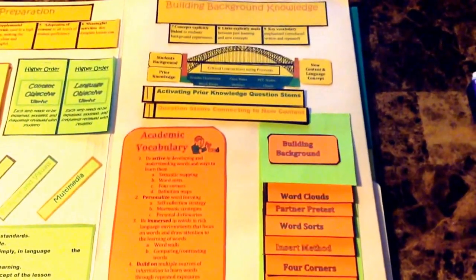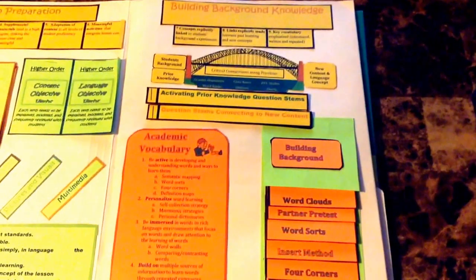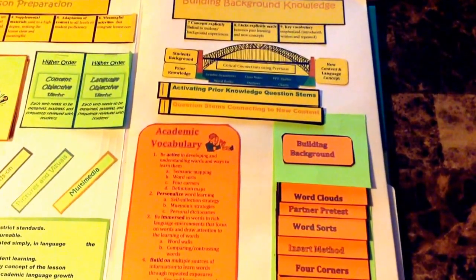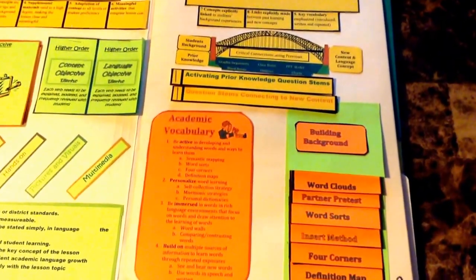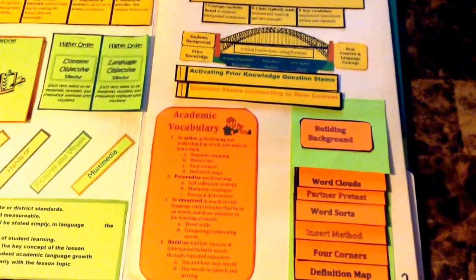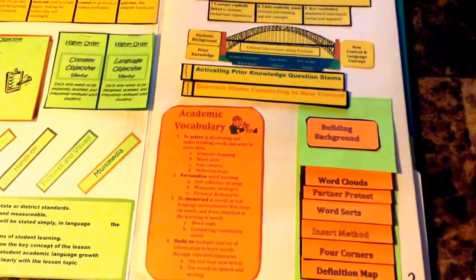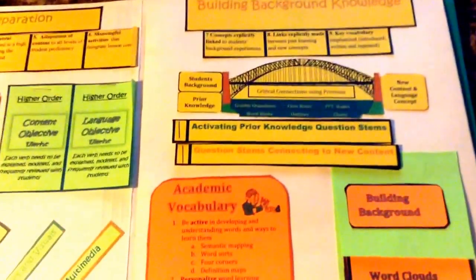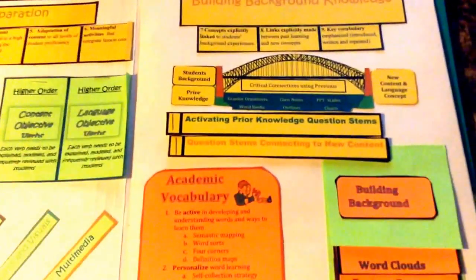On our next page, we have building background knowledge. And first, we have our bridge analogy, and that represents our ELL readers and our ESL students. And us as teachers need to have the correct content for our students' prior knowledge and our backgrounds for new content that we will be teaching. The strips right here, these will help us make those critical connections between our prior knowledge and new content. This will help us in that.